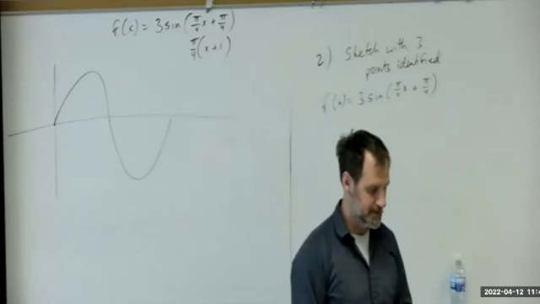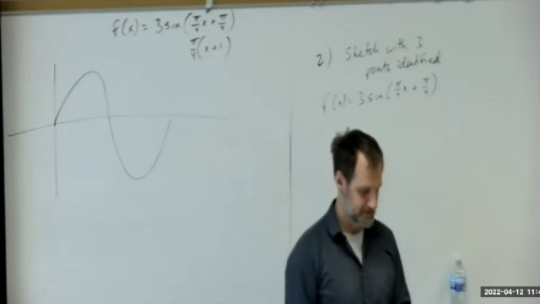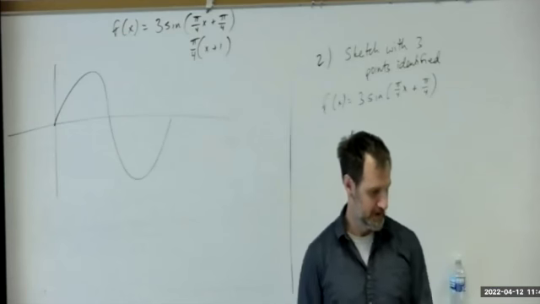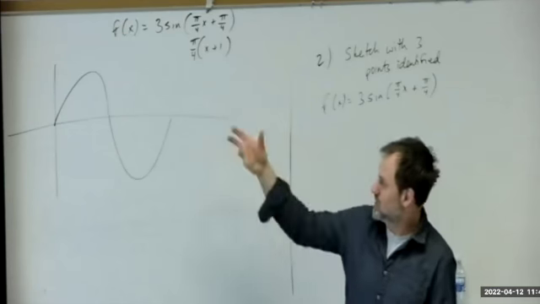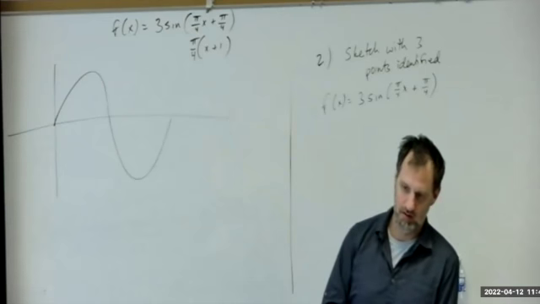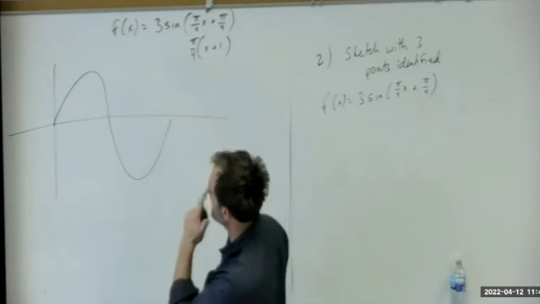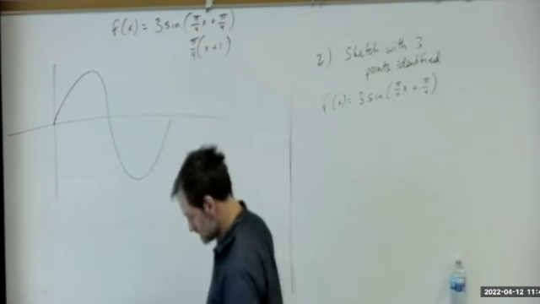Good. All right. What else can I add into this picture? This is the basic shape. I need to do more. The amplitude would be 3. Amplitude is 3. What does that mean in terms of this picture? Maximum would be 3 and the minimum would be minus 3.